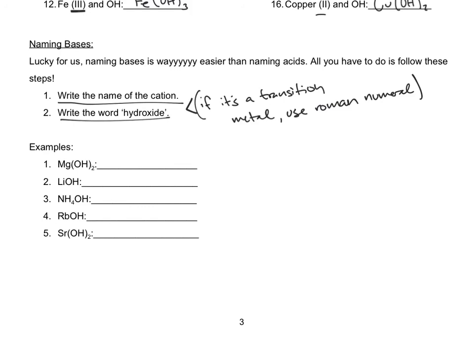Pretty simple. Look at this first one. It is magnesium as the cation, so you just write magnesium. And then you write the word hydroxide, because this is not a transition metal. Magnesium hydroxide. Super easy, no changes. This is probably as easy of a rule as it gets. However, if it is a transition metal, which I didn't put any of on this list, make sure you use that Roman numeral like you already learned how to do.